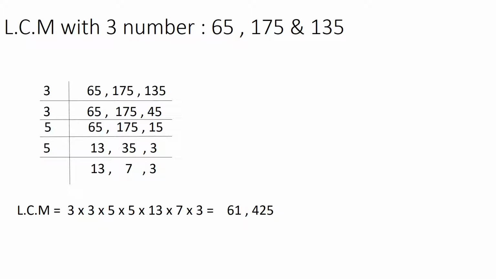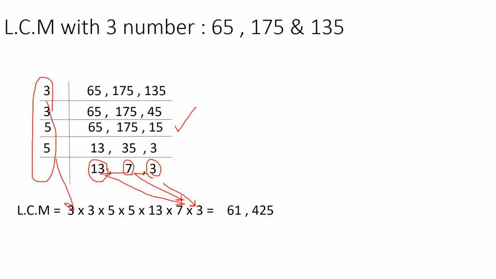Now the LCM with 3 numbers: 65, 175 and 135. The same method. Method 1, we will do the prime factorization method together, and then we are going to stop where we have no more common factor for all 3 numbers. So we will add these uncommon numbers as well, and then we will write all these numbers here in LCM. It will give us the answer 61,425.